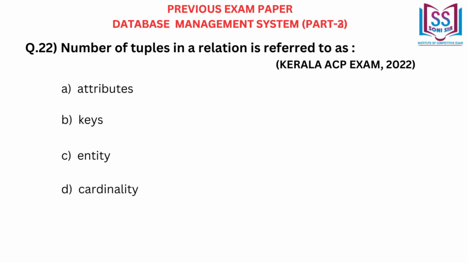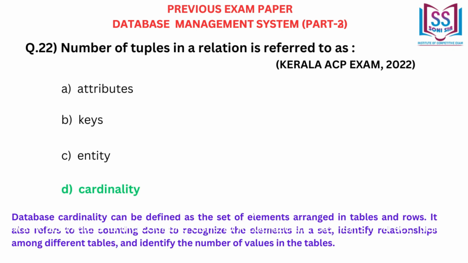Number of tuples in a relation is referred to as A. Attributes. B. Keys. C. Entity. D. Cardinality. Correct answer D. Cardinality. Database cardinality can be defined as the set of elements arranged in tables and rows. It also refers to the counting done to recognize the elements in a set, identify relationships among different tables, and identify the number of values in the tables.